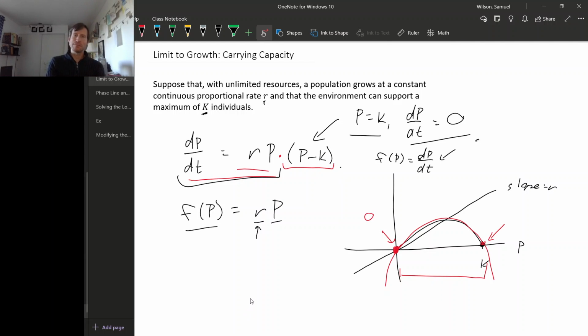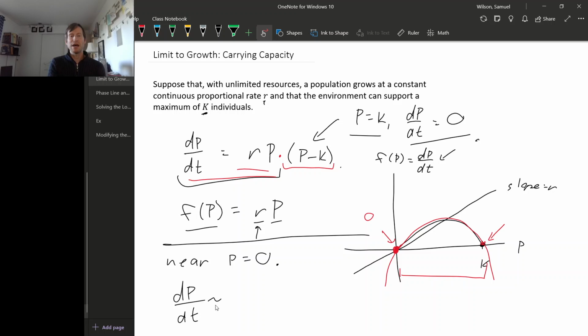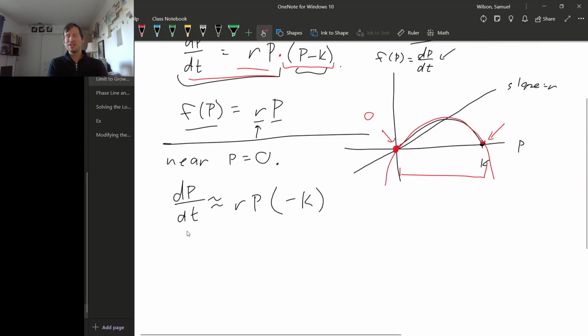But this has some issues. The main issue is if we look at what happens near 0, so when the population is small. When the population is small, this differential equation becomes dp/dt is about r times p times the stuff in parentheses, but if p is near 0, then this stuff in parentheses is minus k, right? Because p is almost 0. So when the population is small, dp/dt is approximately minus krp.